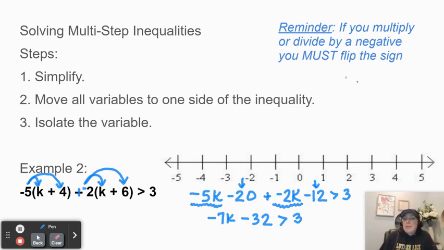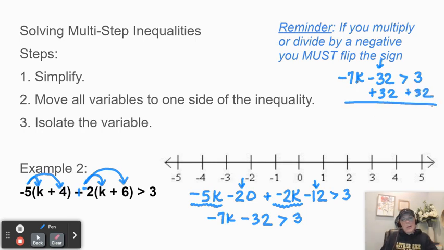All right, I'm going to jump up here on the right, just rewriting that inequality again so I have more space. And now we're trying to get the k by itself. So we have to do the opposite of subtracting 32. The opposite of subtracting 32 is to add 32. Notice I did it to both sides of the inequality. That's important. So that leaves me with negative 7k. Notice that the negative 32 plus 32 cancel each other out, and that's greater than 35.